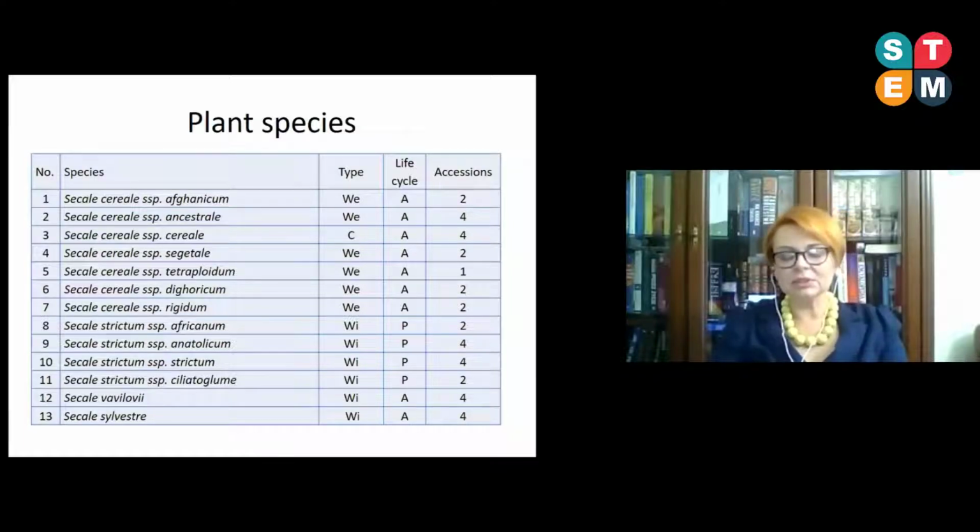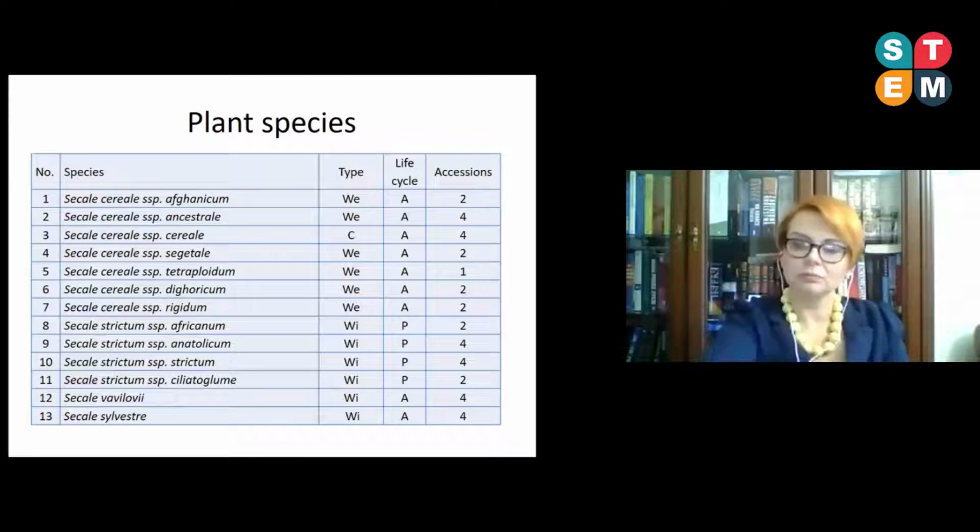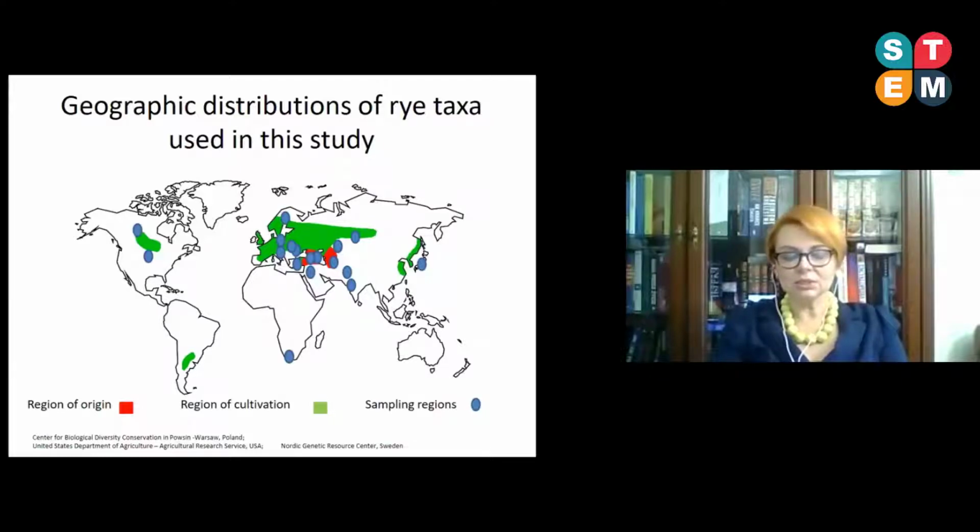Plant material consists of 37 accessions of weedy, wild, and cultivated rye, representing 13 of the most commonly recognized taxa, range, and species or subspecies. Different numbers of accessions per species were used because of accessibility. Seeds were kindly provided by 3 different germplasm collections from United States, Russia, and from Poland.